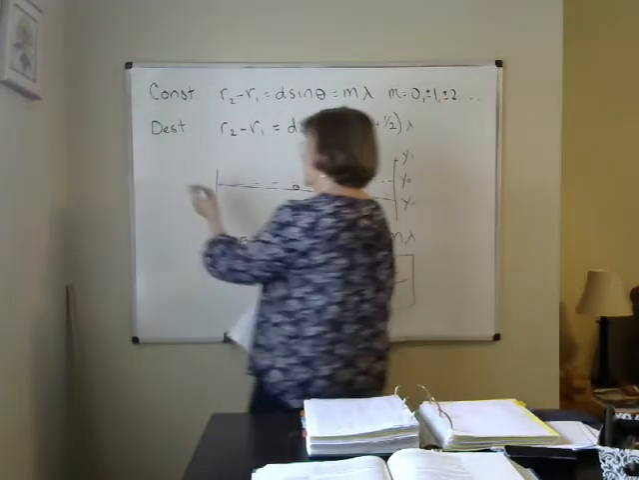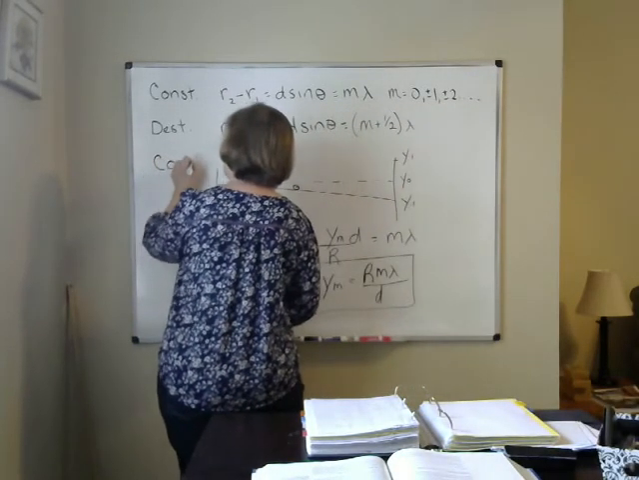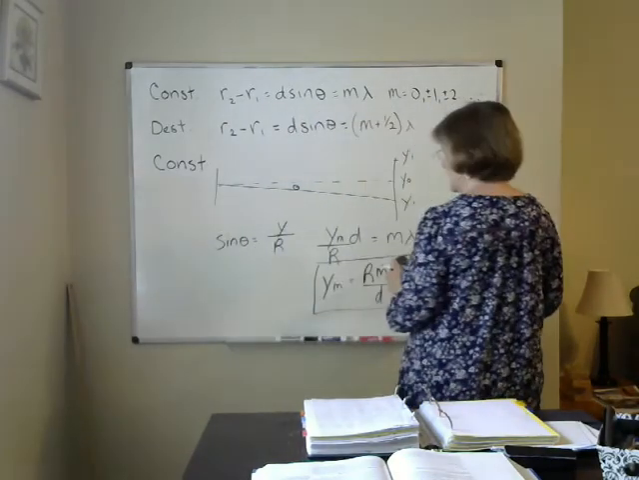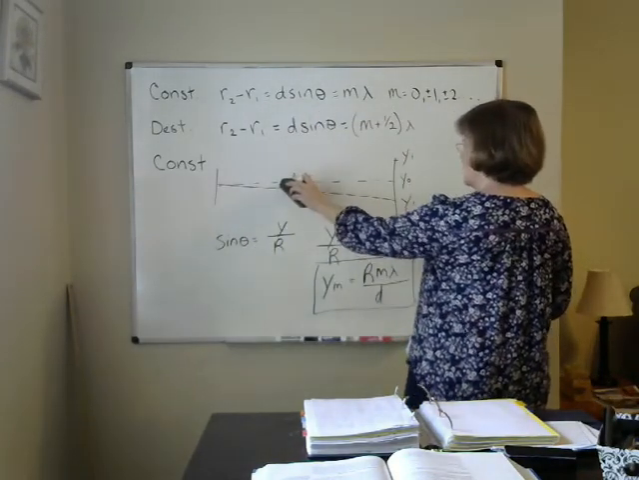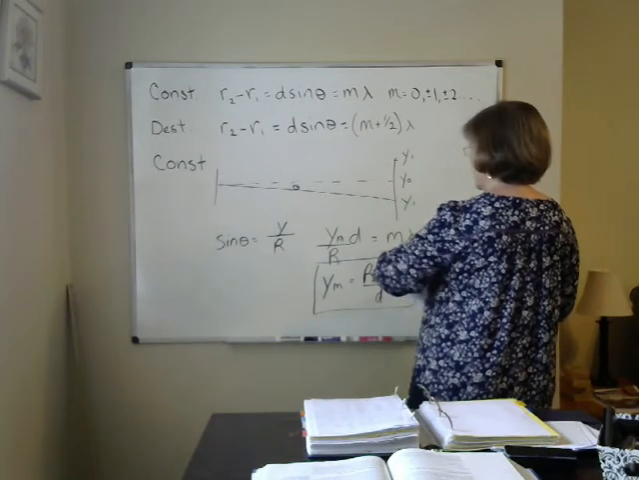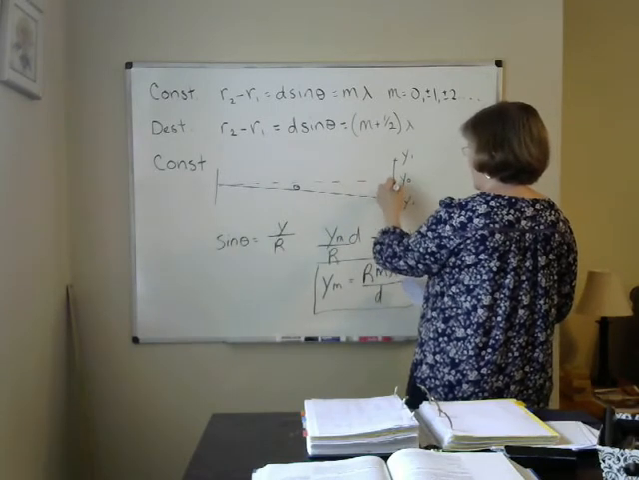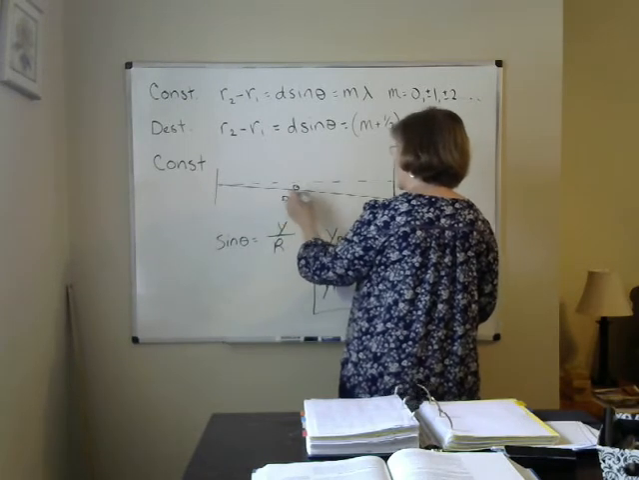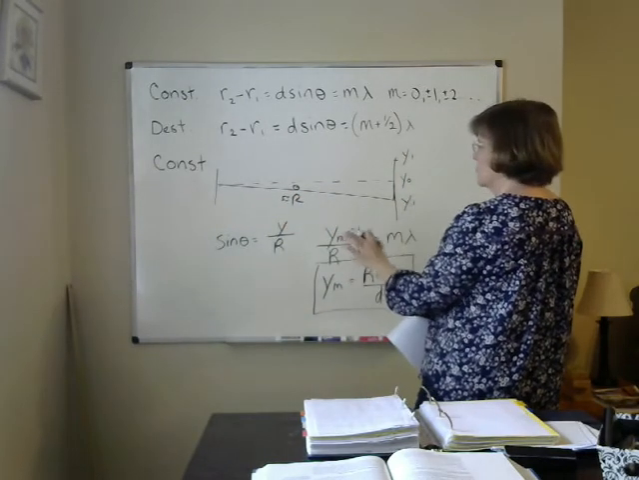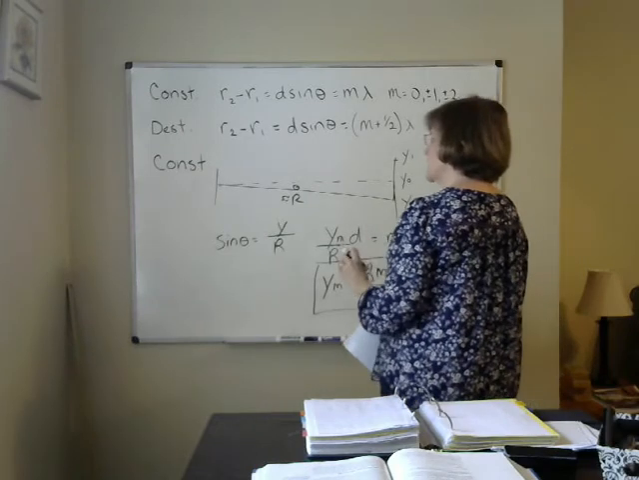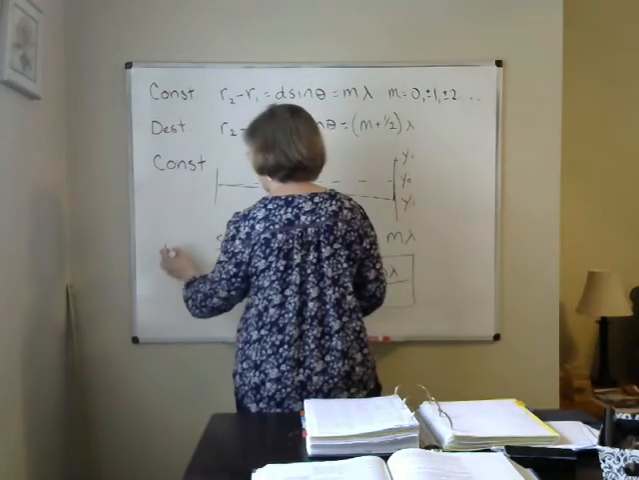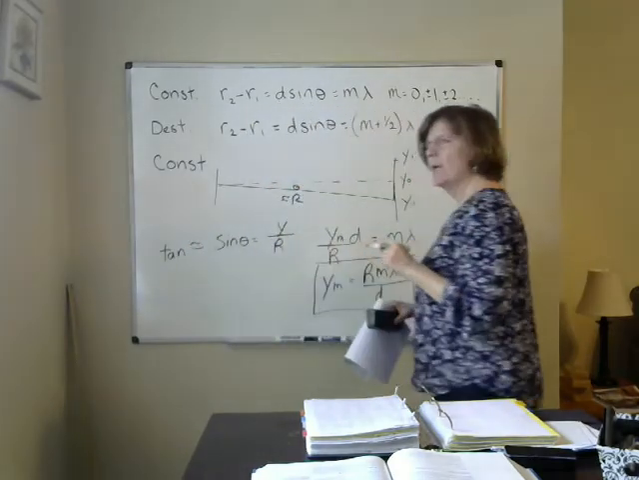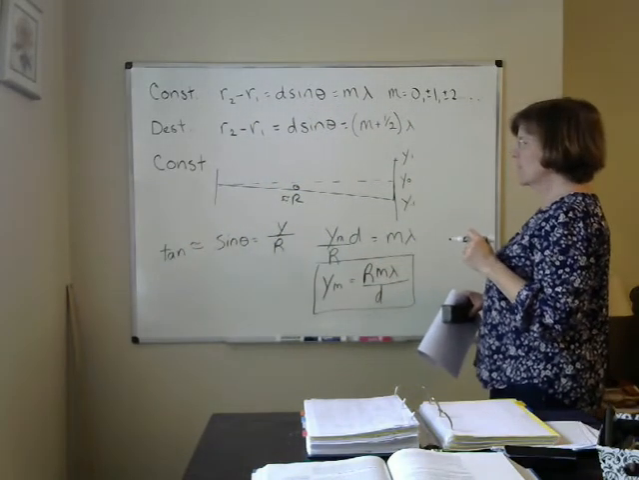So again, if we want to look at constructive interference, all we're using is some basic trig that says sine of this angle is this distance right here, opposite over this hypotenuse, which is approximately r. Technically, this is a tangent, but for small angles, tangent theta is approximately equal to sine theta. I don't know if you know that. But for very small angles, tangent theta and sine theta are approximately equal.